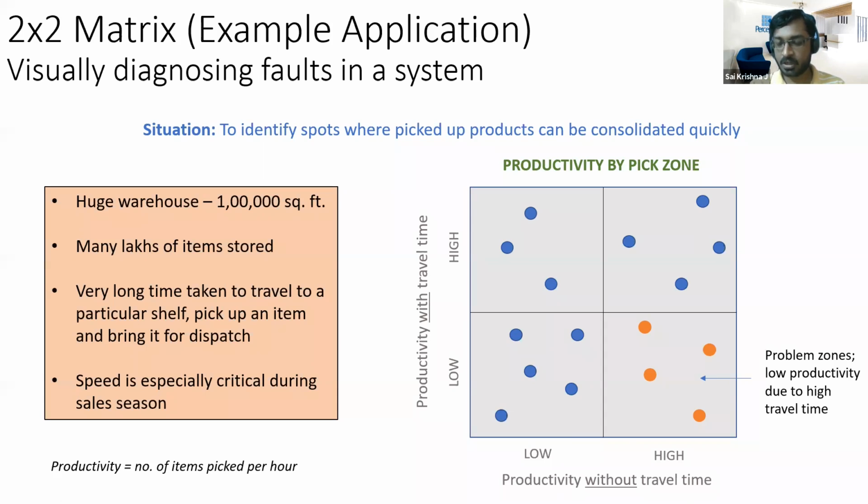Okay, so in each warehouse, what we do is we have this as a metric. So what is the percentage of storage locations which fall under this orange colored quadrant, the high productivity without travel time and low productivity with travel time? So what is the percentage of locations that fall under this quadrant?